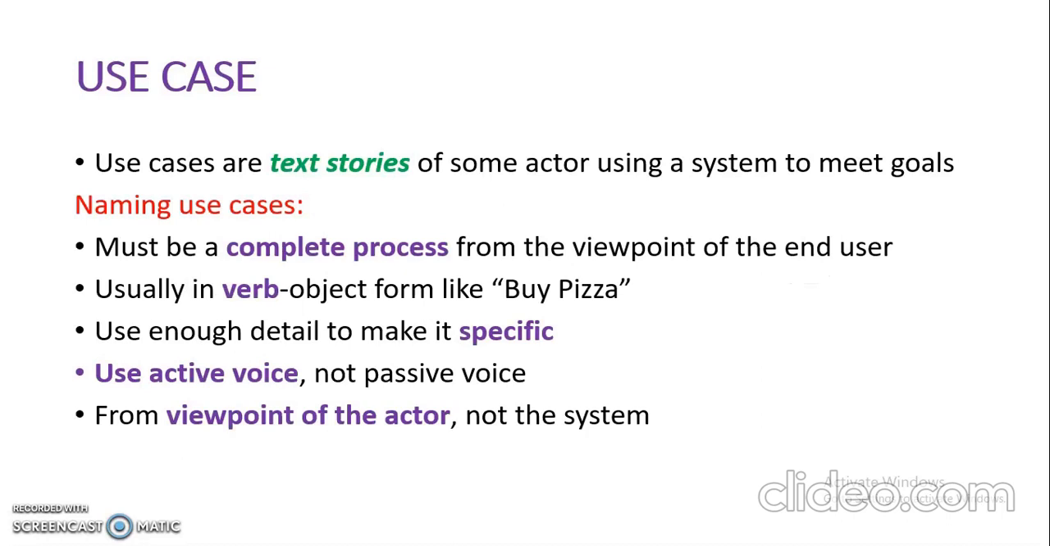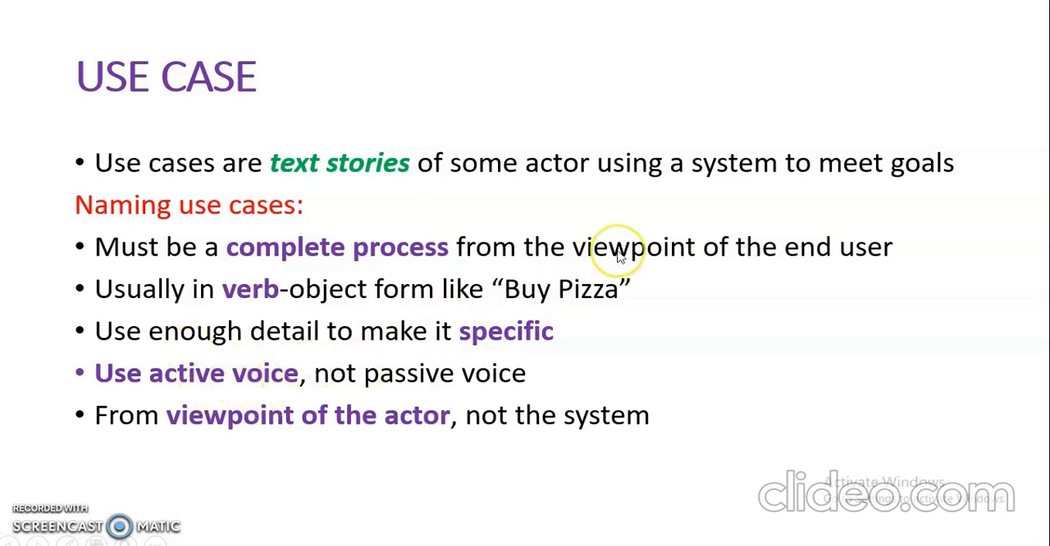Then use case. First we should know what a use case is before drawing the use case diagram. Use cases are the text stories of some actor using the system to meet their goals. So they are a textual representation, so we can call them text stories. Okay, how to name a use case? We have certain rules. It should be in verb format. Here we have quoted an example. If the user wants to buy pizza, we should write buy pizza, not pizza ordering. Those kinds of words are strictly not allowed. We should start with active verbs.